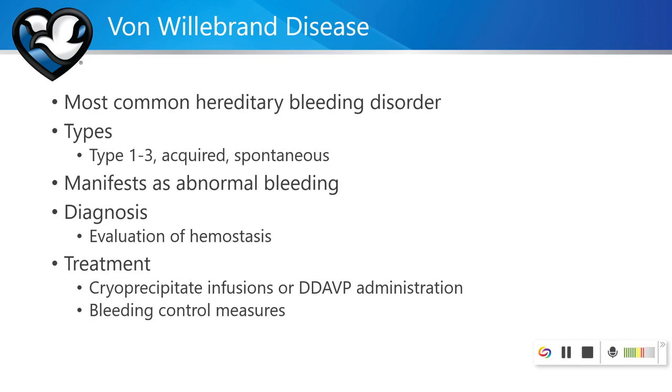Abnormal bleeding can occur frequently or be hard to stop. Easy bruising or mucocutaneous bleeding are other signs. Diagnosis requires hemostasis evaluation and factor VIII levels along with other tests to evaluate the von Willebrand factor.